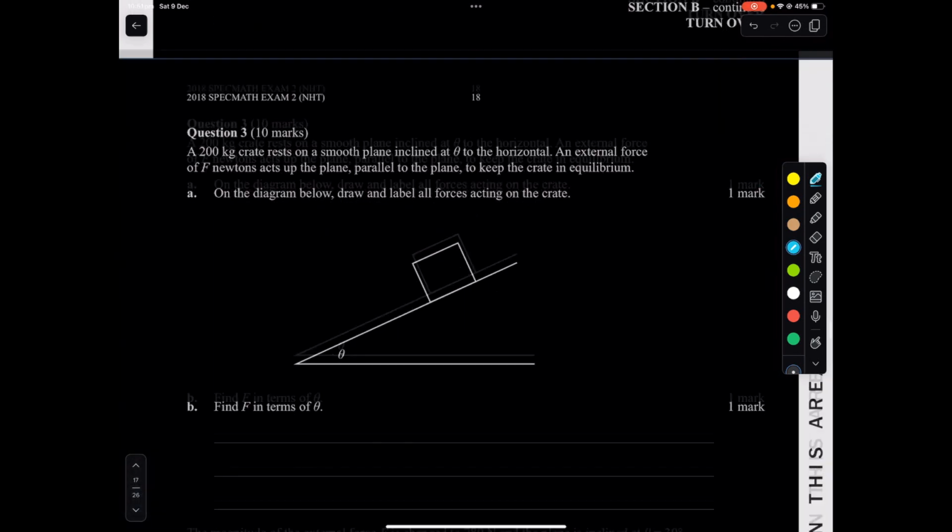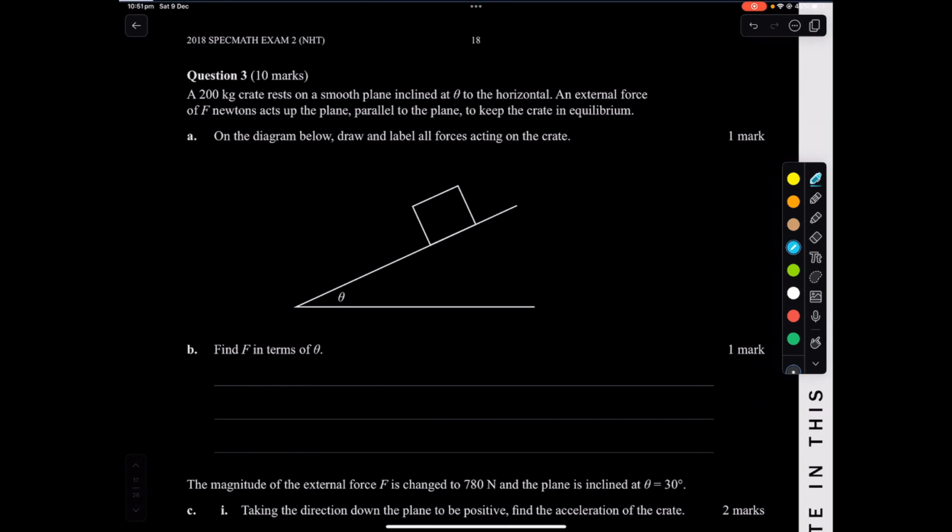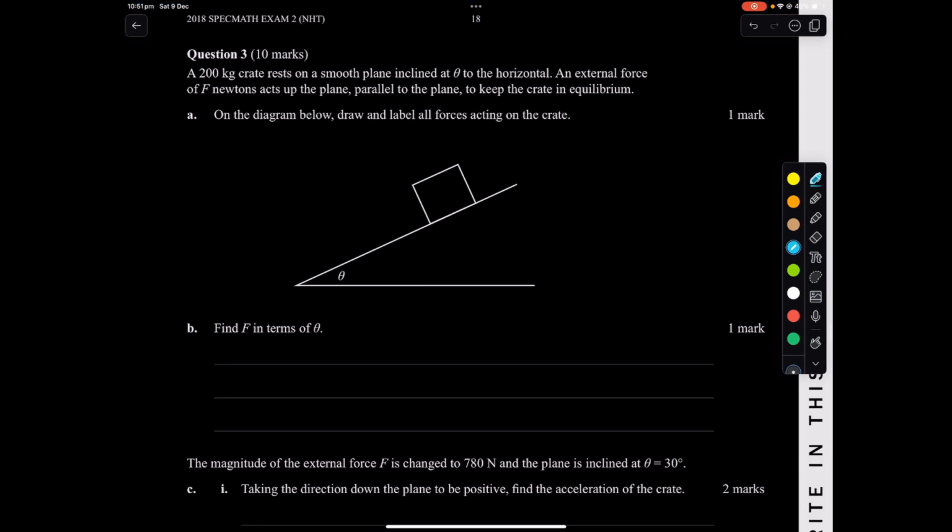Done. Question 3. A 2 kilogram crate rests on a smooth plane inclined at theta to the horizontal. An external force of F newtons acts up the plane, parallel to the plane, to keep the crate in equilibrium. So if it's in equilibrium, we know the acceleration is 0. On the diagram below, try and label all the forces acting on this crate.